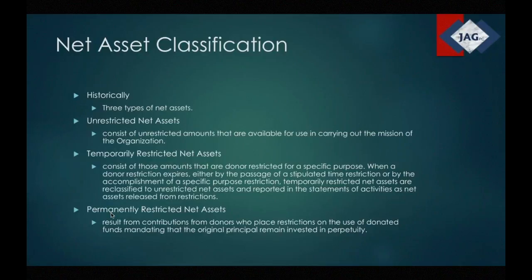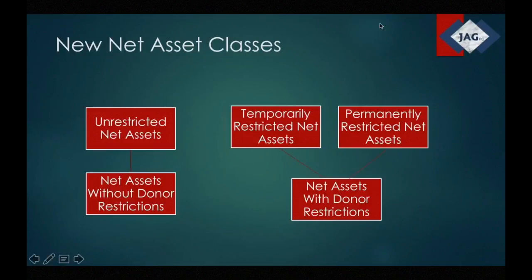So those are the three net asset classes that we started with before the change. After this, we now have just two. We're going down to two net asset classes. The first, unrestricted net assets, is the easy part. They're now going to be called net assets without donor restrictions. The other two, temporarily and permanently restricted net assets, are now going to be net assets with donor restrictions. So in the end, we took three classes and boiled them down into two, and the key thing that I like about this is they use the word donor within the actual terminology.